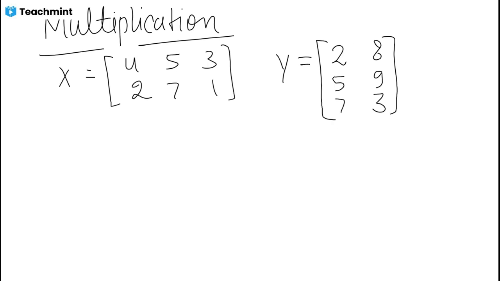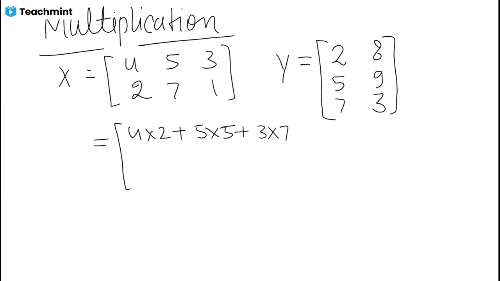I'm telling you why. Because we multiply these elements with these elements first. How? 4 multiplied with 2, so 4 into 2, take plus sign, then 5 into 5, take plus sign, then 3 into 7. Are you getting this?